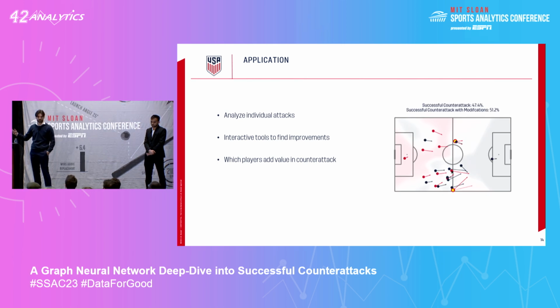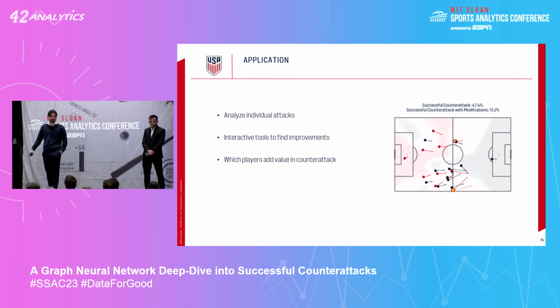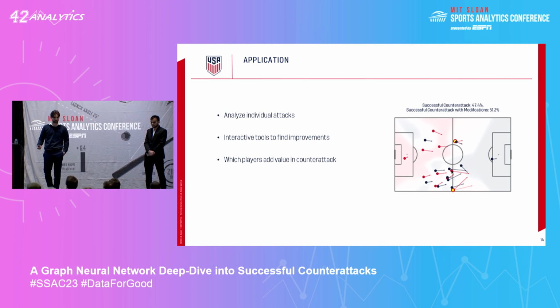So here you have a screen cap of a tool that you could make an interactive tool, where, in this example, we've changed 2 of the velocity vectors of the attacking players shown in yellow, and making these changes increases the chance of successfully getting into the box by 3.8%. And something else that we can do is we can try to measure which players add more value in counterattacks, perhaps by comparing the actual outcomes to the expected outcomes of said counterattacks where the players were involved in. So that's just a brief overview of some of the applications that we could use this for.